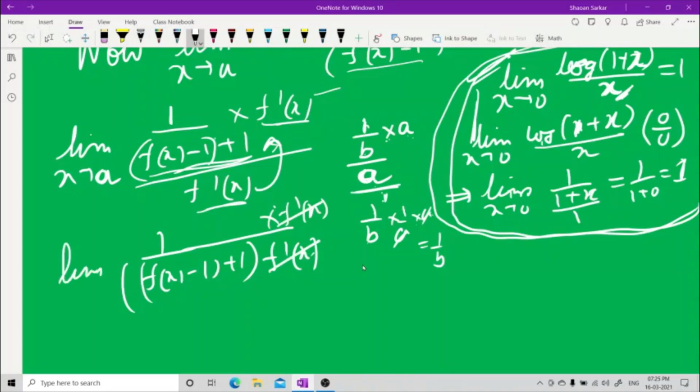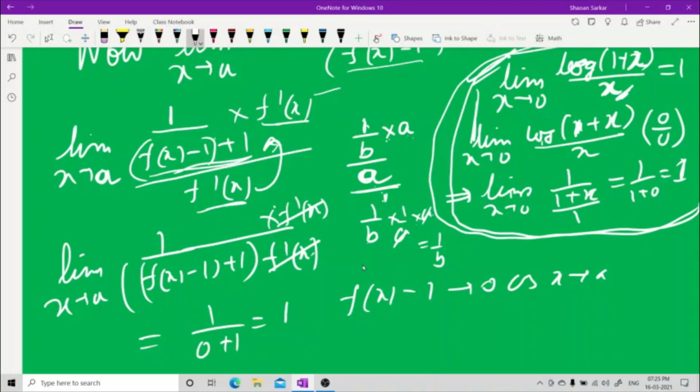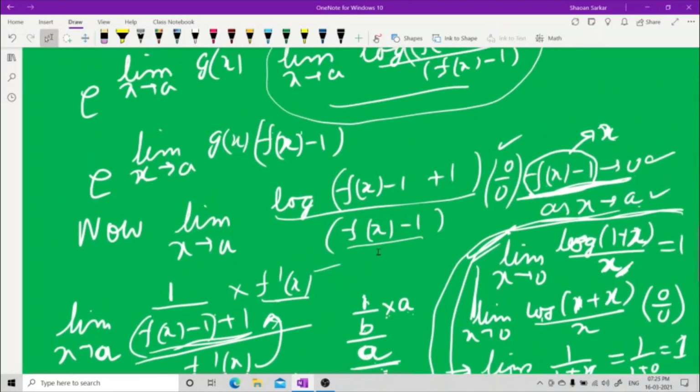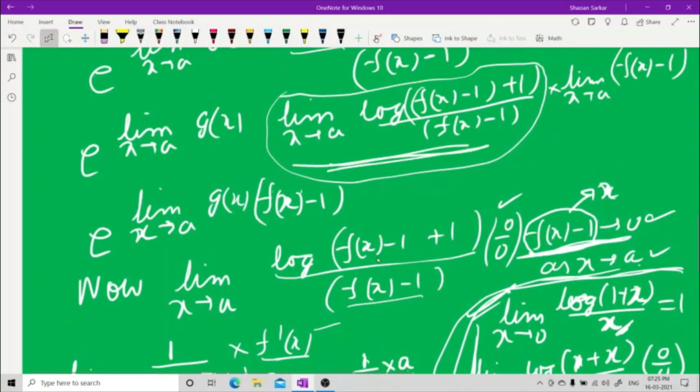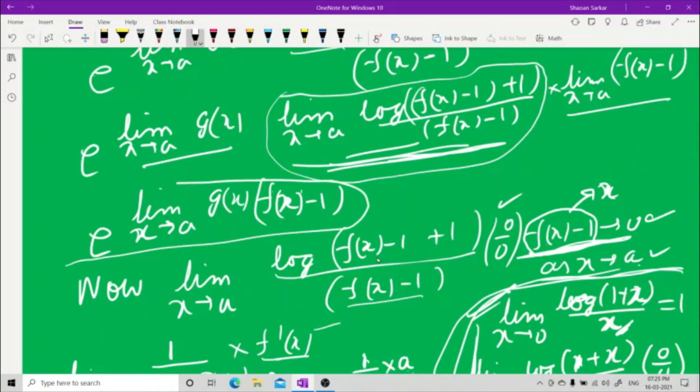This is limit x tending to a. Now put the limit as x tends to a. I told you fx minus 1 tends to 0 as x tends to a. So this becomes 1 upon 0 plus 1, and this is 1. Therefore, if you see this thing, this whole quantity becomes 1. So this into 1 is nothing but this whole stuff.